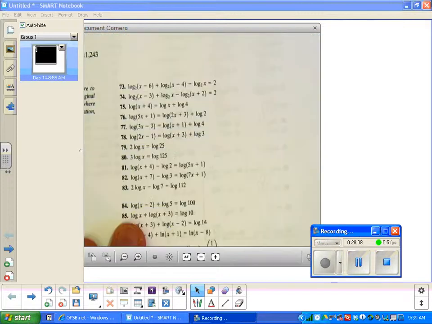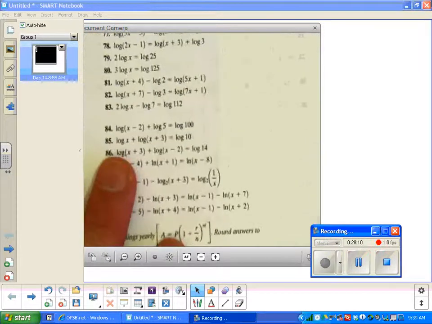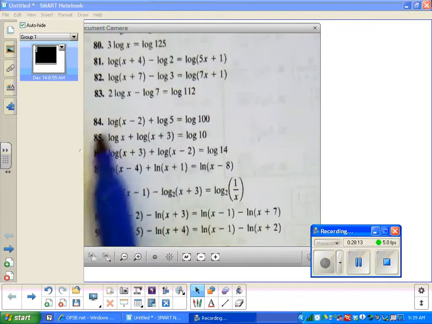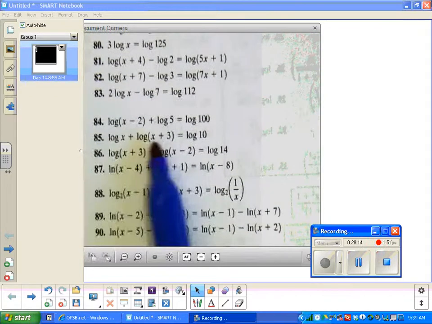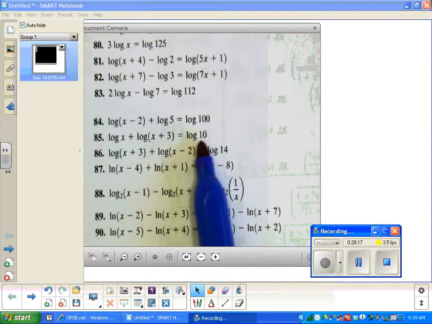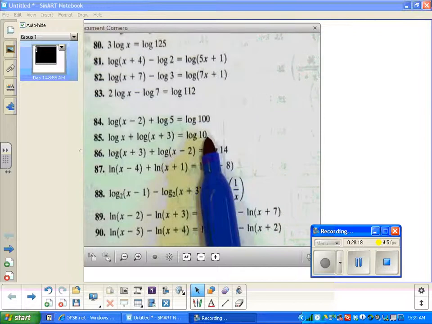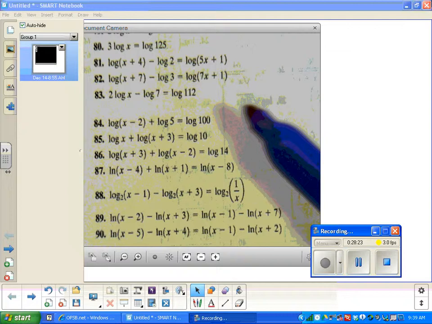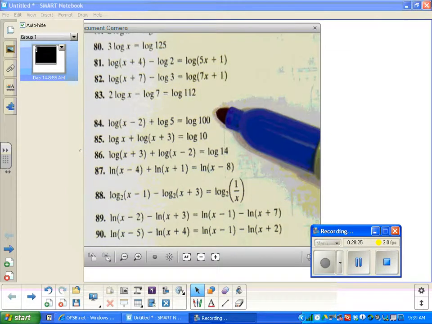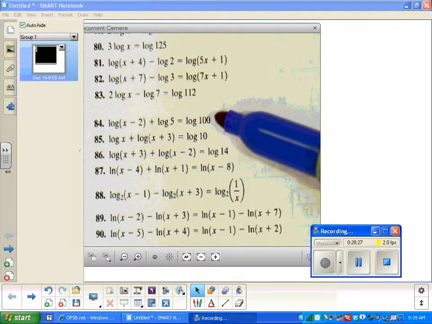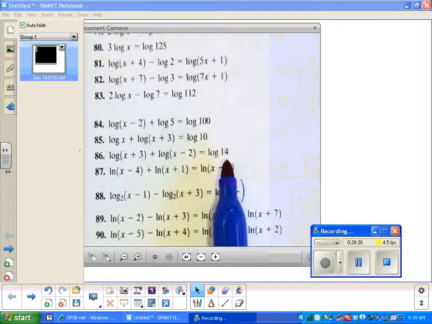All right, here's another one. All right, number 85. That's 1. Okay. Now, there's some here that you can evaluate. Number 84 would be the same thing. That would be 2. Now, but look at number 86, though.